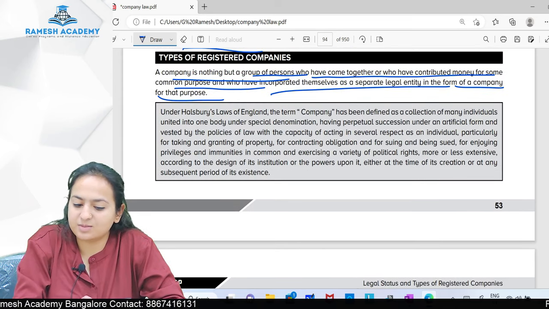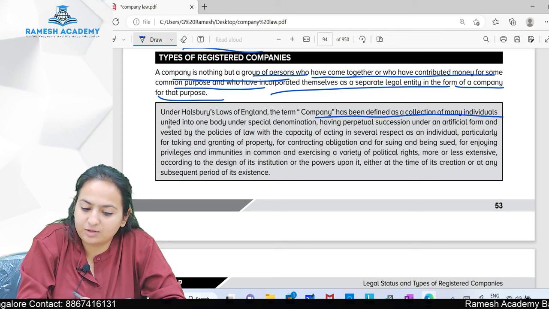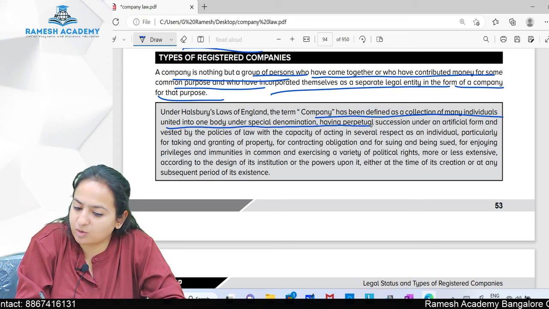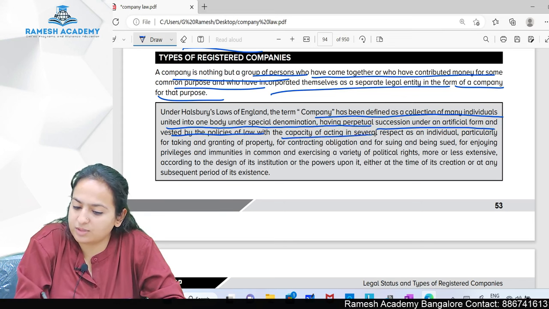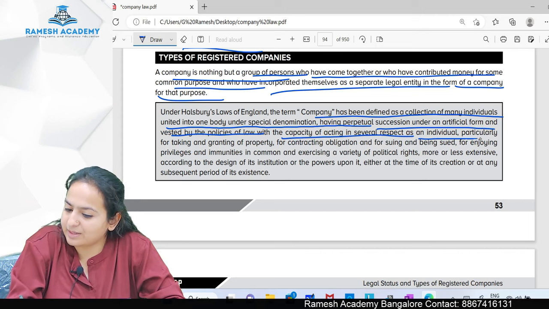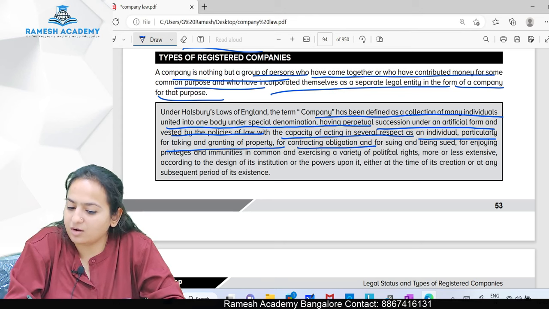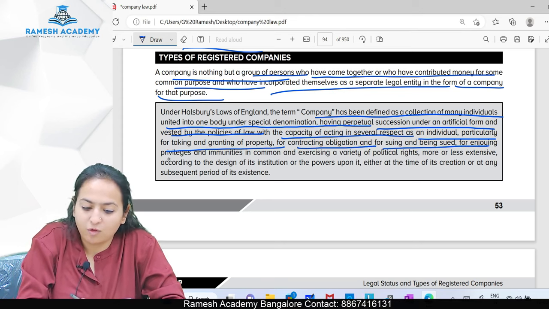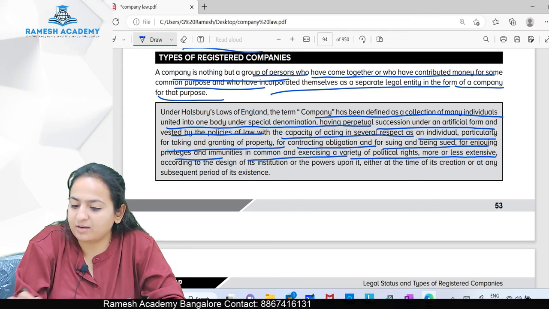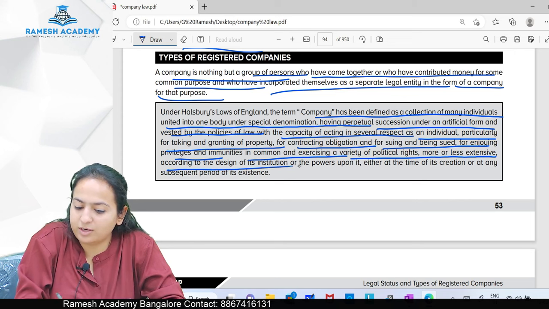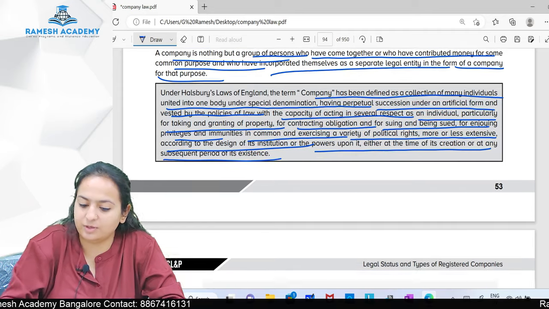Under Halsbury's Laws of England, the term company has been defined as a collectivity of many individuals united in one body under a special denomination, having perpetual succession under an artificial form, and vested by the policy of law with the capacity of acting in several respects as an individual, particularly for taking and granting of property, for contracting obligations and for suing and being sued, for enjoying privileges and immunities in common, and exercising a variety of political rights, more and more extensive according to the design of the institution and the powers conferred upon it, either at the time of creation or at a subsequent period of existence.